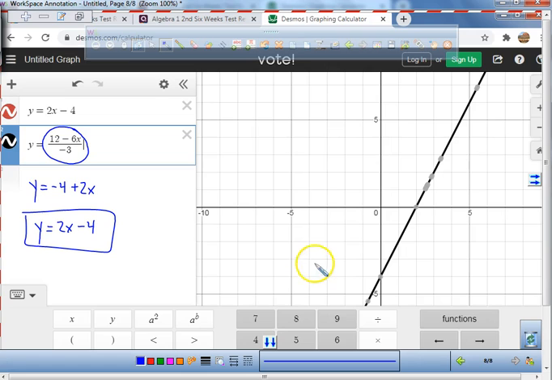Slope-intercept form. What's the slope? It went up 2 over 1, up 2 over 1, up 2 over 1. What's the y-intercept? Right there at a negative 4.